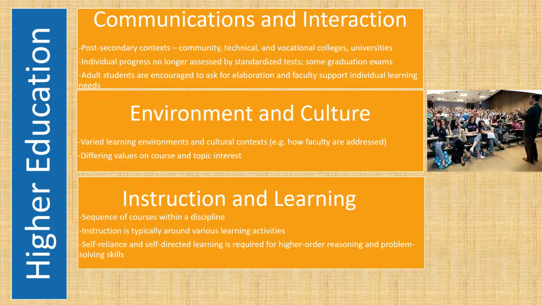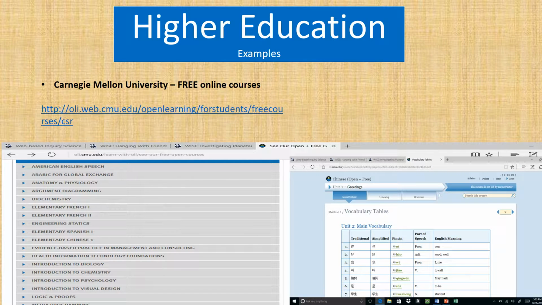Let's look at an example of a higher education context. Here, Carnegie Mellon University offers a free online course. As you can see on the left, there is a wide variety of topics that are presented. And on the right, I chose to look at Chinese vocabulary. This is a great free resource that anyone can use.